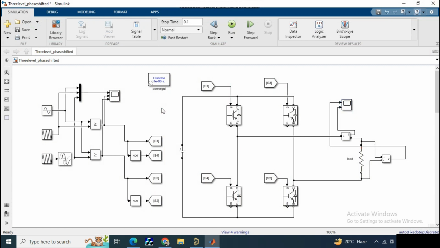So now let's design the second technique, which I have already explained in many of my videos, like 3-level, 5-level phase disposition PWM technique, diode clamp multi-level inverter technique, flying capacitor models. I will put all the links in the description box.